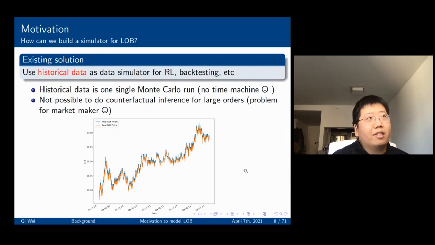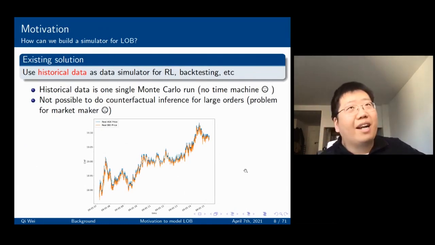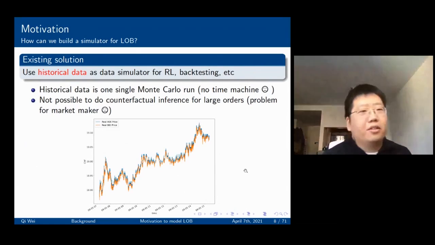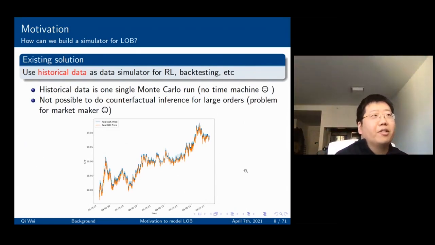It's not surprising that the existing solution is to use historical data. This is quite popular in almost all investment banks and market makers, using historical data as a simulator for reinforcement learning, backtesting, etc. But the problem is very straightforward, right? The historical data is just one single Monte Carlo run. If it happens, it happens. We don't have a time machine to go back to yesterday and run the market again. That's one of the main problems.